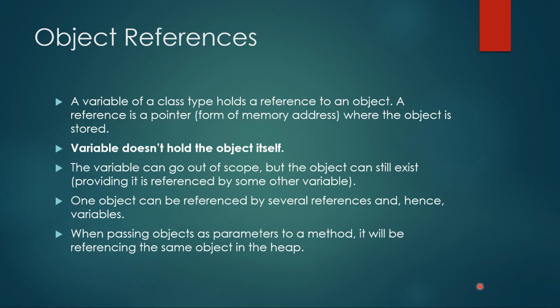The variable can go out of scope, but the object can still exist, providing it is referenced by some other variable. Objects can be referenced by several references and hence variables. When passing objects as parameters to a method, it will be referencing the same object in the heap. So this last point is very important to note. When passing objects as parameters to a method, it will be referencing the same object in the heap.